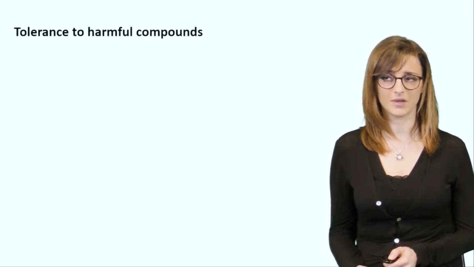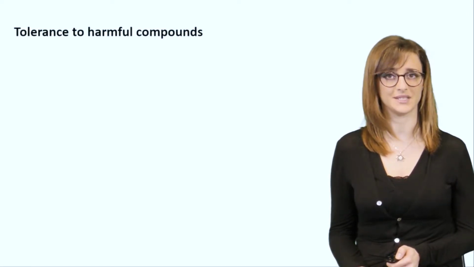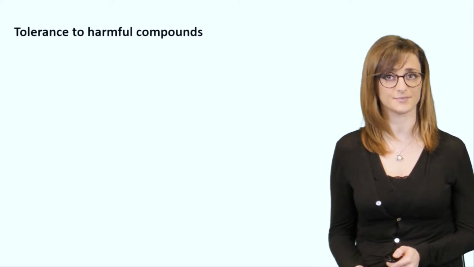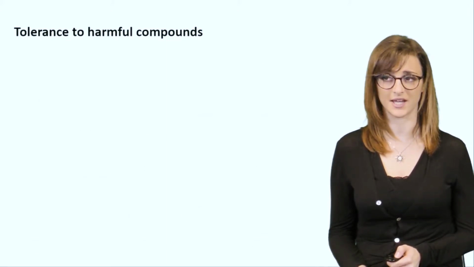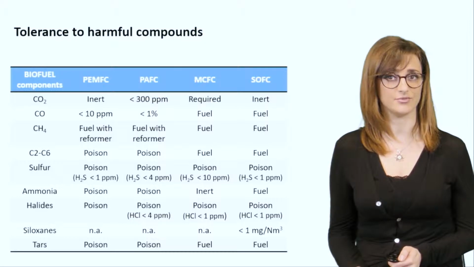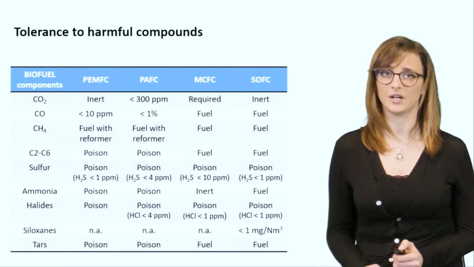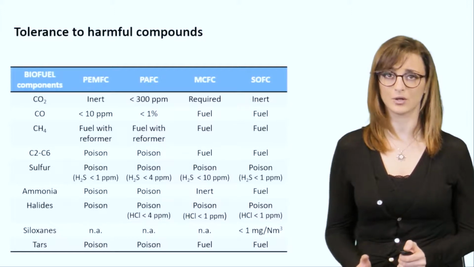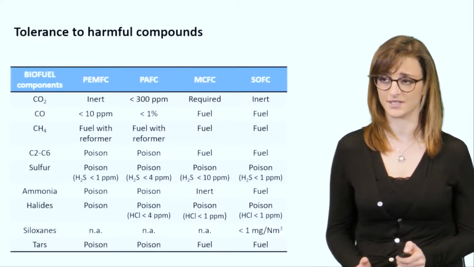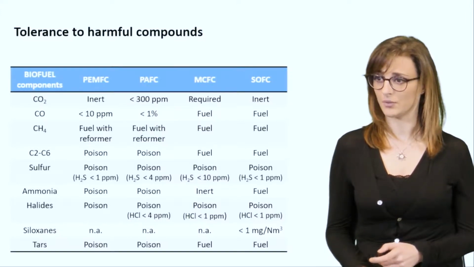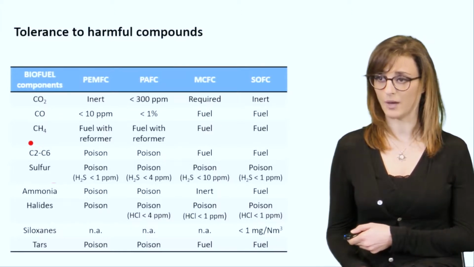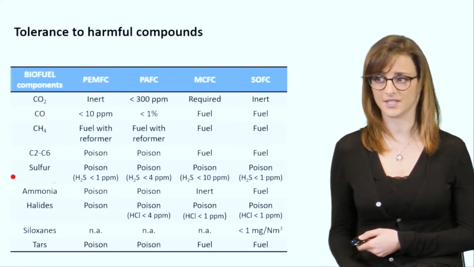So the harmful compounds that have to be removed and addressed by the fuel preprocessing stage are many and differ according to the specific biofuel. Just to have an idea of the chemical compounds that we are addressing, here is a table. So we have sulfur, ammonia, halides, siloxane, and tars.